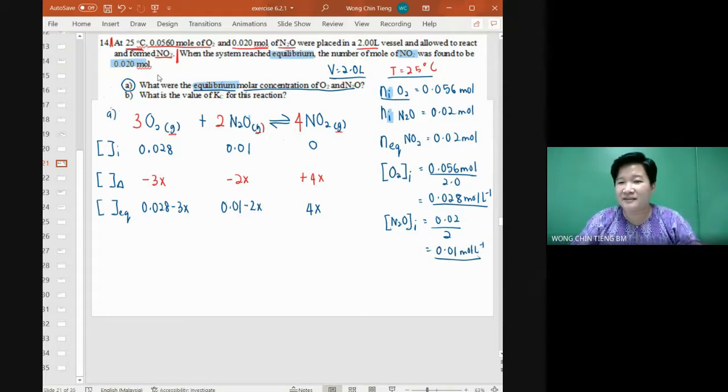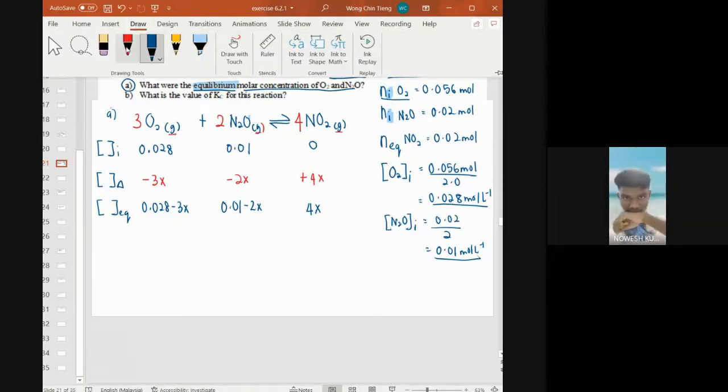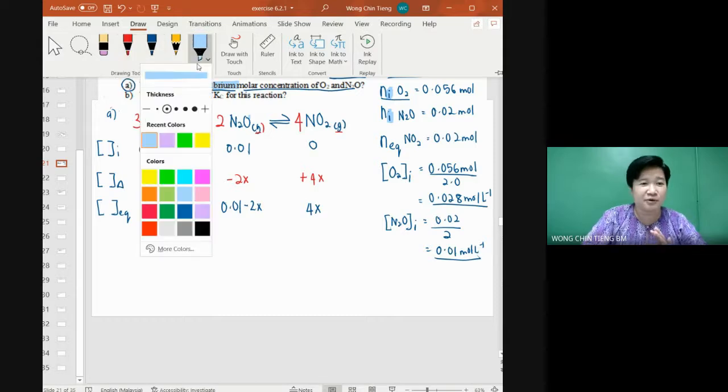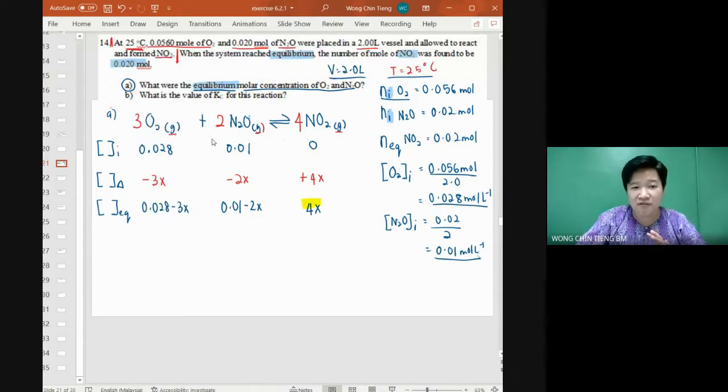So, agree on my ice table? How can I find my x? What should I do to find my x? Which part of the ice table are we using to find the x? 4x equals to 0.02. Product. Okay, somebody say product. Novesh say 4x equals to 0.02.